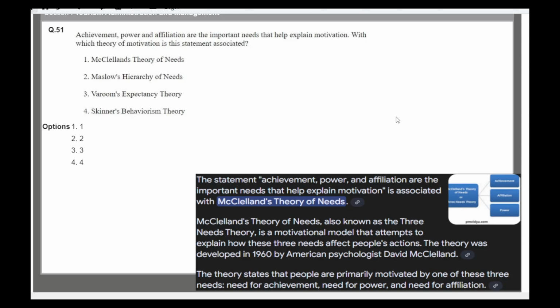So this theory was given by McLean, theory of needs. So you should know about it. I have already pasted a screenshot of McLean theory of needs. You can read about this theory and you should know. And it was given in 1960 by David McLean.